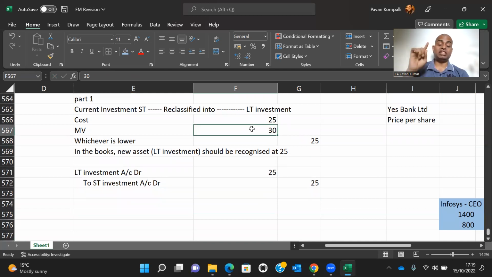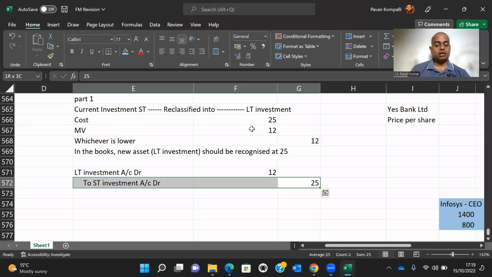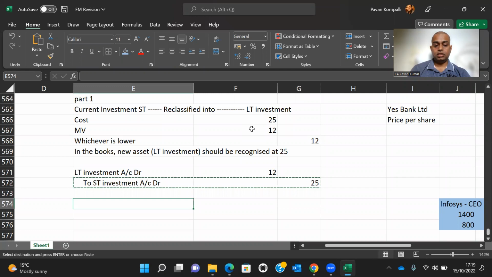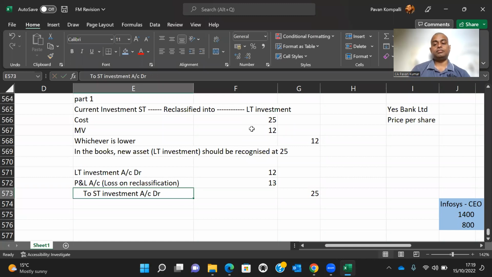Okay, now imagine if the market value is 12, what will happen? Here I have to put 12. Here 25. Oh my God. Here P&L account, loss on reclassification, 13. If the market value is 12, this would be the answer. So this is a conservatism approach.